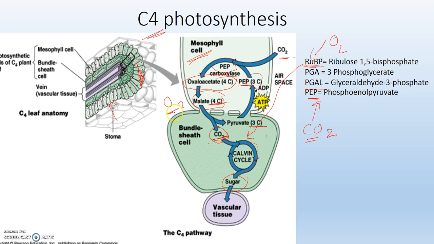The malate enters the bundle sheath inside here, and in the bundle sheath, safely now, the malate is broken down into carbon dioxide and pyruvate. The carbon dioxide is now grabbed by this ribulose 1,5-bisphosphate. Any oxygen that was outside is prevented from entering and binding to the ribulose 1,5-bisphosphate.